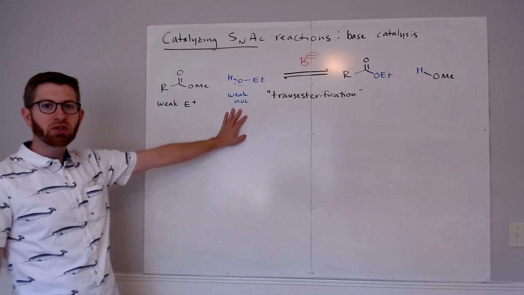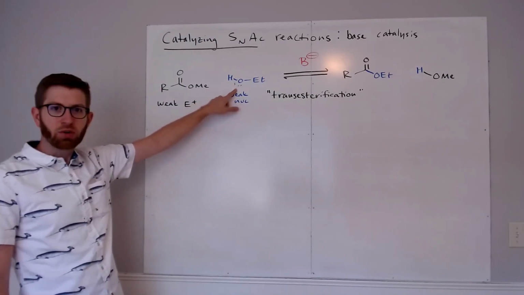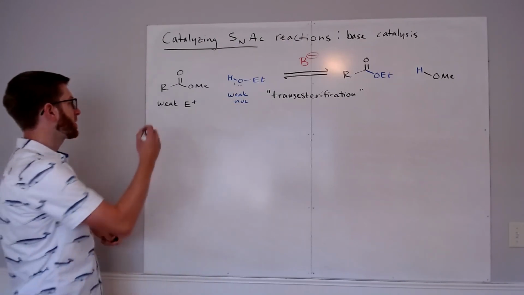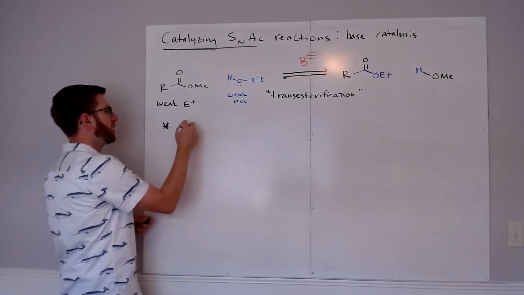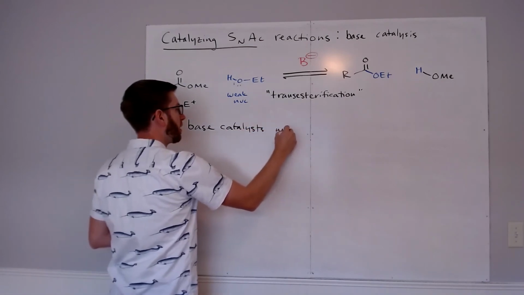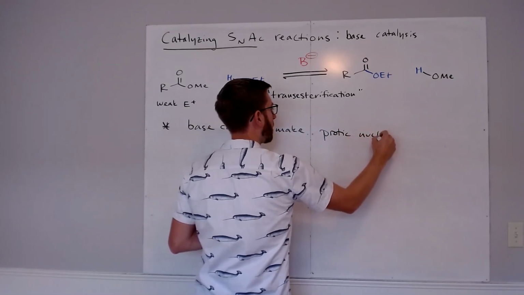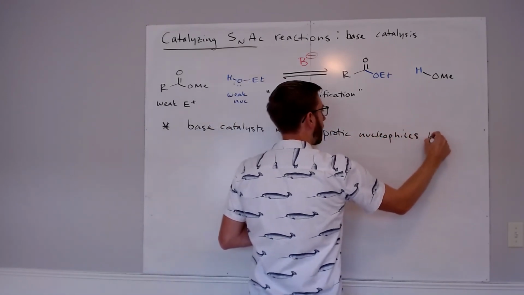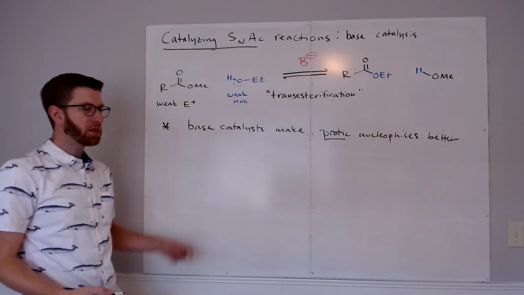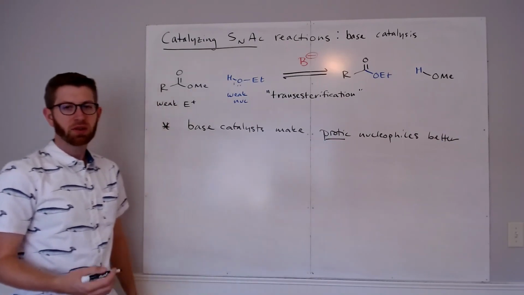Instead, we're going to actually try to remove a proton from our nucleophile, and that will localize charge, which should make the nucleophilic site, in this case the oxygen, more nucleophilic. So our general statement would be that base catalysts make protic nucleophiles better. This term protic is important because if we're using bases, then we would need to actually be able to remove a proton in order for the base to do what it needs to do.